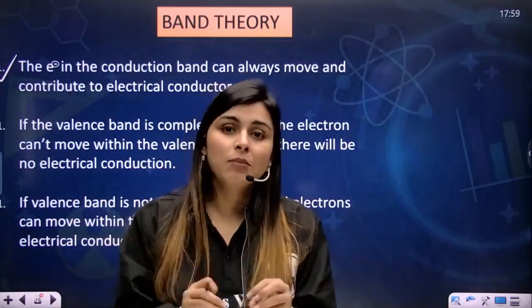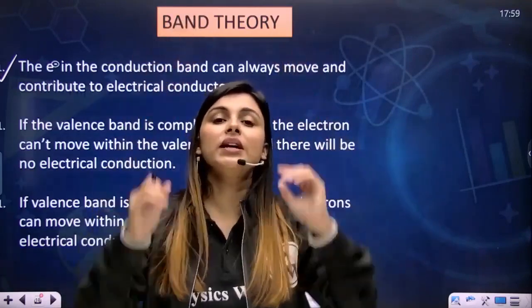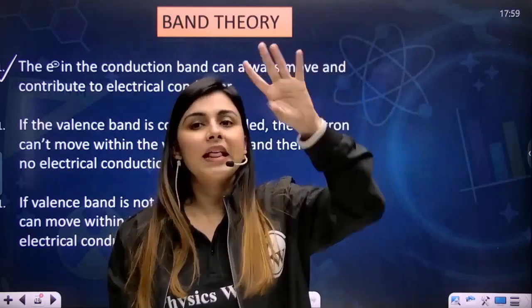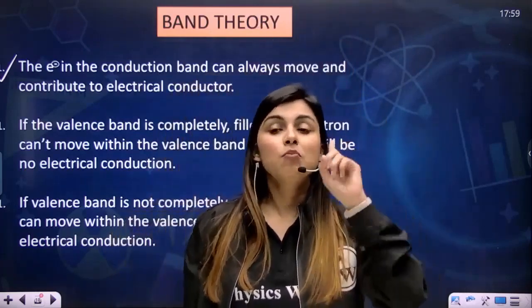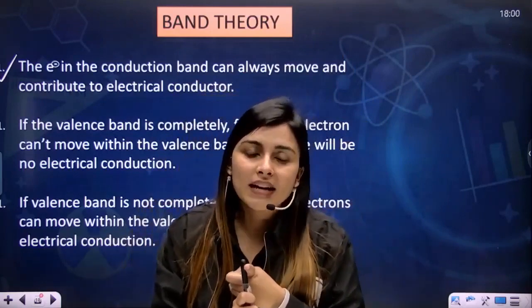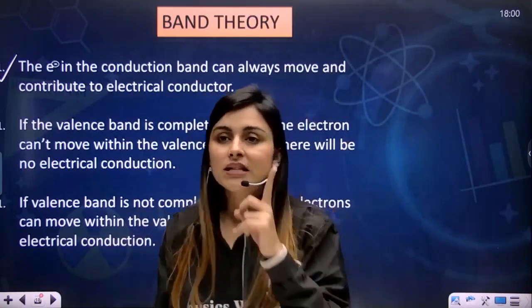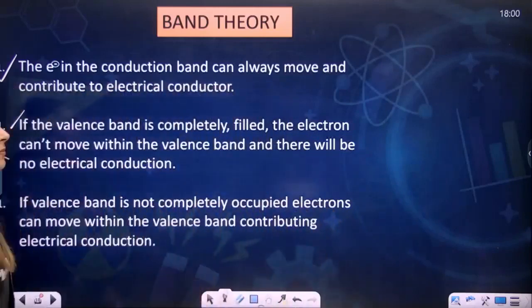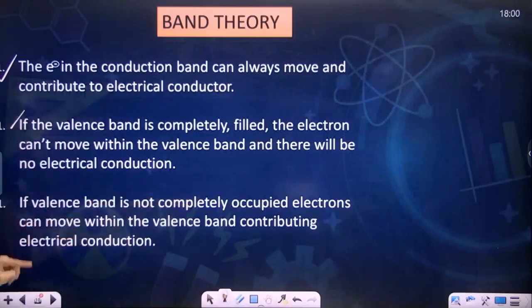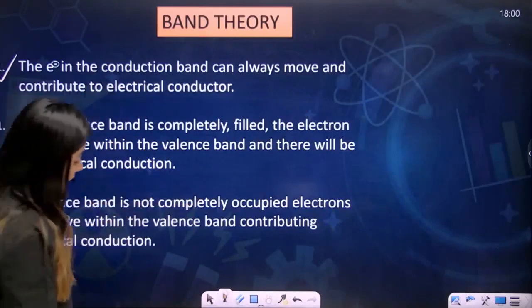But if they get some amount of energy so that they can go to the conduction band, now the conduction band is empty and electrons can freely move, then they will conduct electricity. So the most important thing is you need free electrons and you need a free band. This is the second point. If you want to write, please write it down: if the valence band is not completely occupied, electrons can move within the valence band, contributing to electrical conductance.